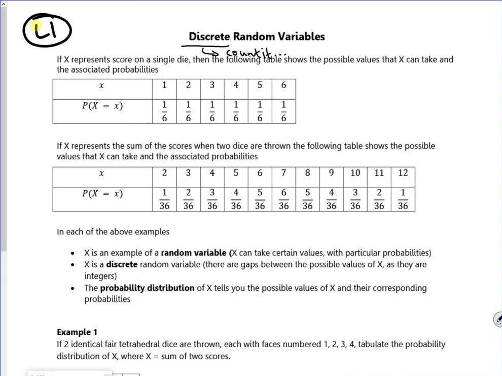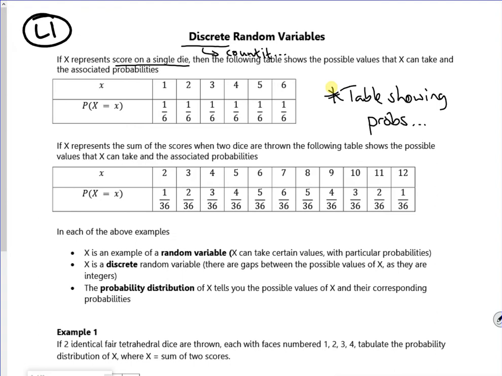So it says X represents the score on a single die. So we can count the score, count the dots, can't we? So we know that if it's a fair die, then the probability is a sixth for either a 1 or a 2 or a 3 or a 4 or 5 or 6. So that there is a table showing the discrete random variables for it. So it's just a table showing probabilities. That's all we're saying.